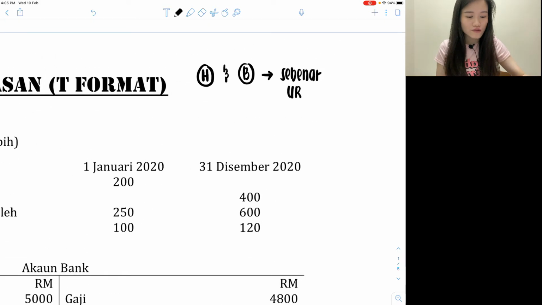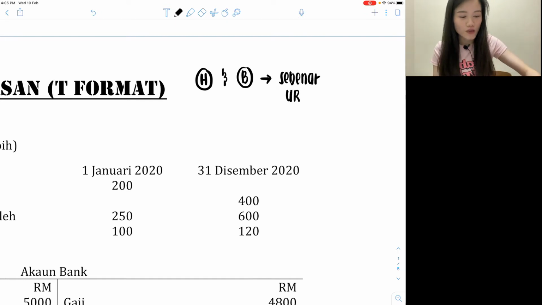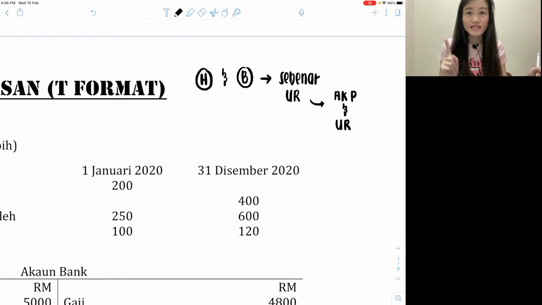So I'm pretty sure a lot of students will misunderstand this meaning. UR means, oh, untung or rugi bersih, right? No, actually it's not. This UR is a place, your penyata kewangan, which is where? Which is your account perdagangan dan untung rugi. It's not directly your untung or rugi bersih yet, but yes, you are putting them into this section so that you can proceed to find out your untung atau rugi bersih yang sebenar.